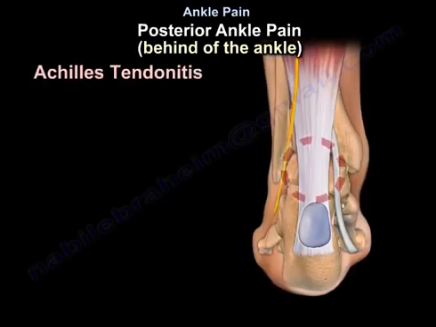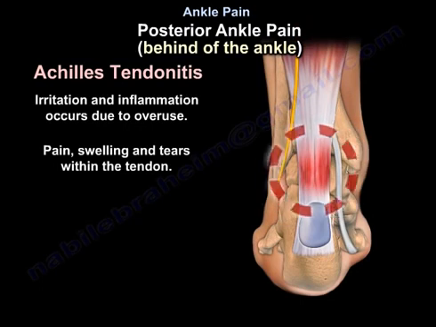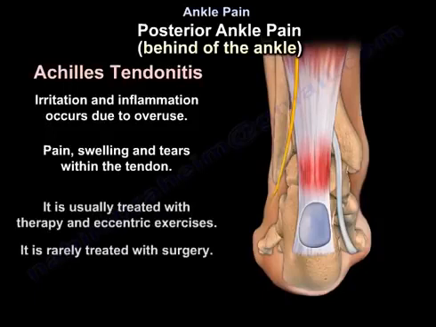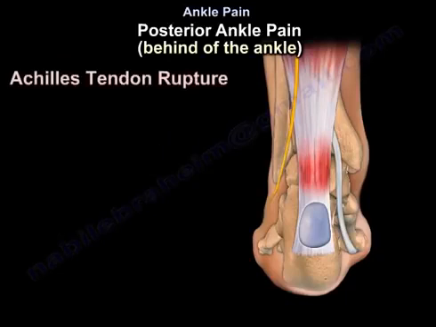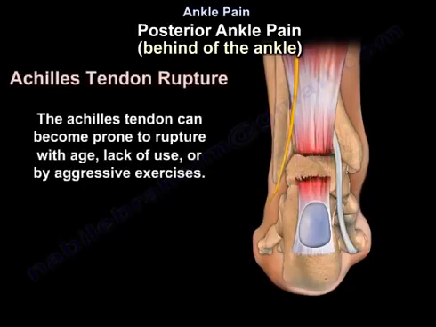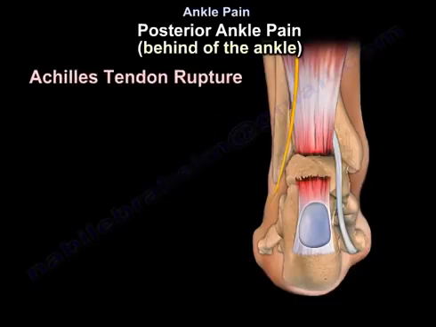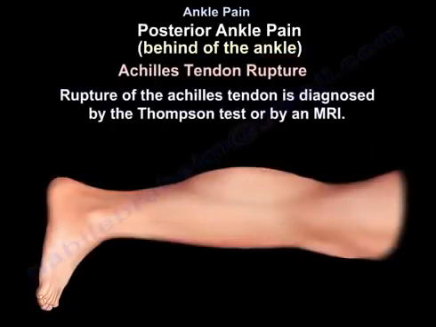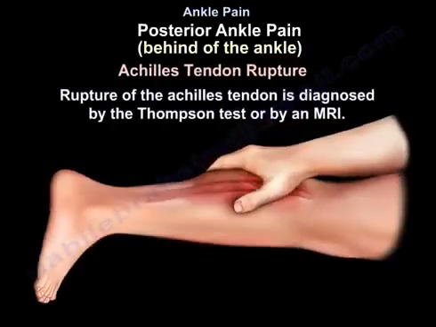Achilles tendonitis. Irritation and inflammation occur due to overuse, with pain, swelling, and tears within the tendon, usually treated with therapy and eccentric exercises, rarely treated with surgery. Achilles tendon rupture. The Achilles tendon can become prone to rupture with age, lack of use, or by aggressive exercises. Rupture is diagnosed by the Thompson test or by an MRI.